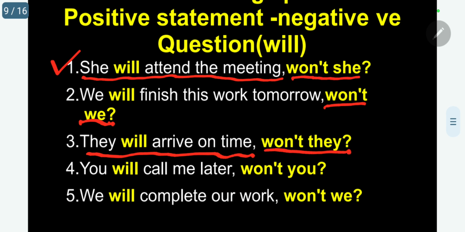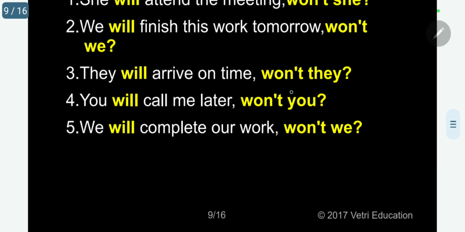You will call me later. Won't you? 5. We will complete our work. Won't we? So in all this, five more sentences I am going to see now. In all the cases, I am using a positive statement and negative tag questions.